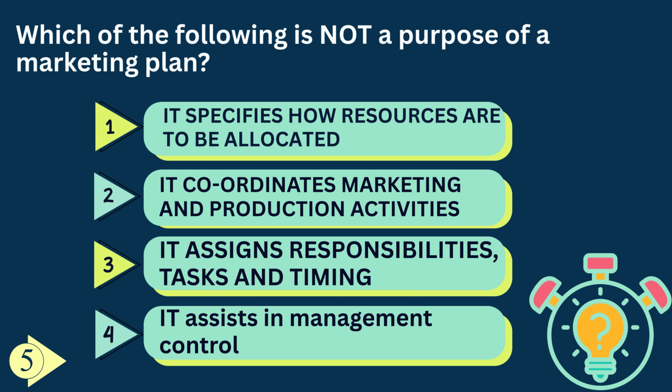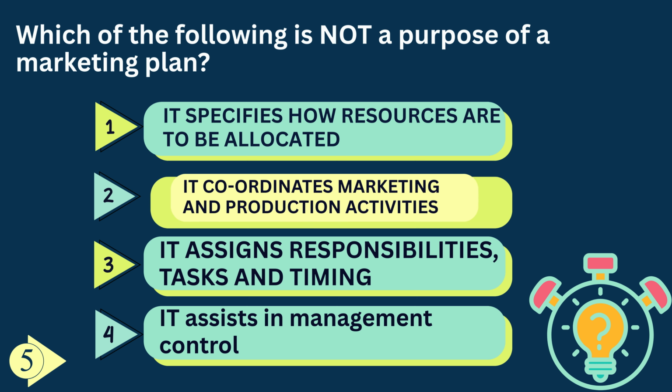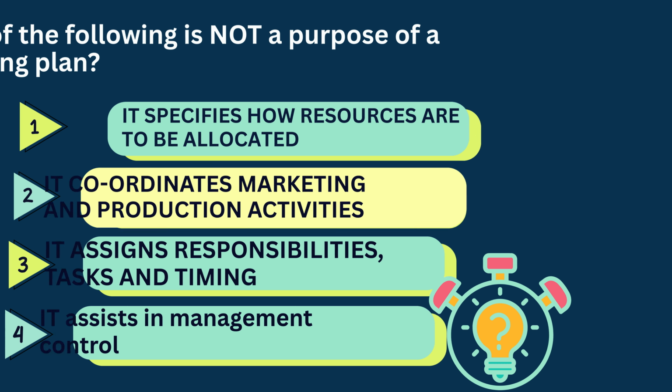Which of the following is not a purpose of a marketing plan? Option 1, it specifies how resources are to be allocated. Option 2, it coordinates marketing and production activities. Option 3, it assigns responsibilities, tasks and timing. And option 4, it assists in management control. And the correct answer is option 2, it coordinates marketing and production activities.